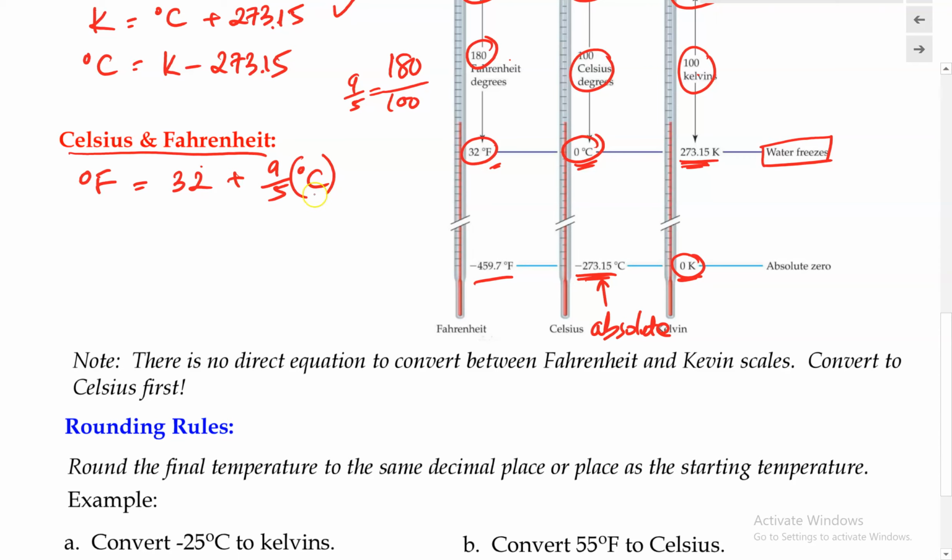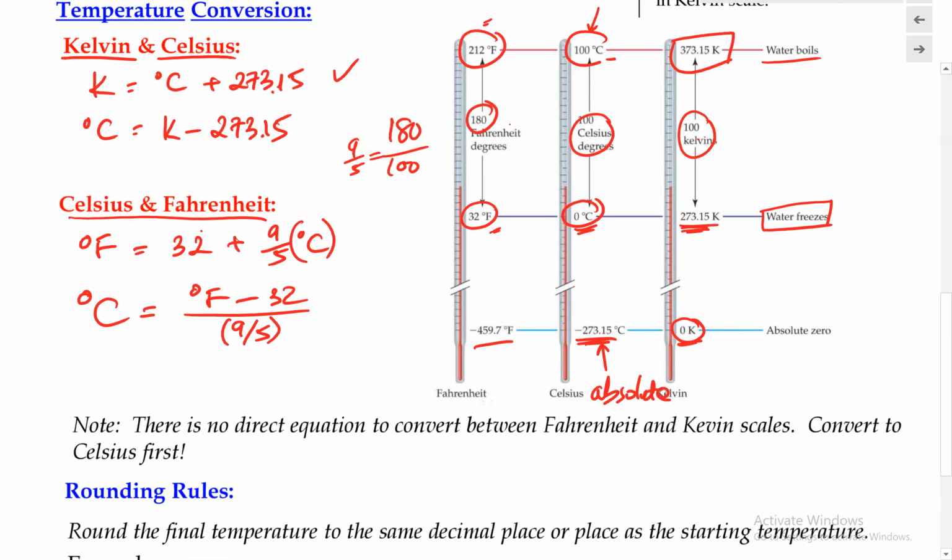And again, make sure you know how to solve for Celsius from this given equation. So in this case, to solve for Celsius, we have to first subtract 32 to bring it to the other side, and then divide both sides by 9/5. So therefore, the temperature in Celsius will equal the temperature in Fahrenheit minus 32 over 9/5 in the denominator. So that is an equation that you should make sure you are familiar with.